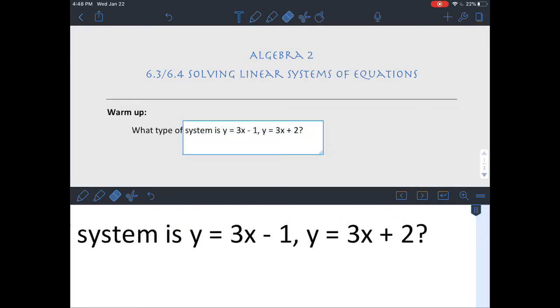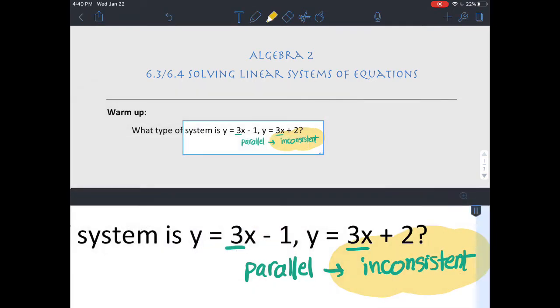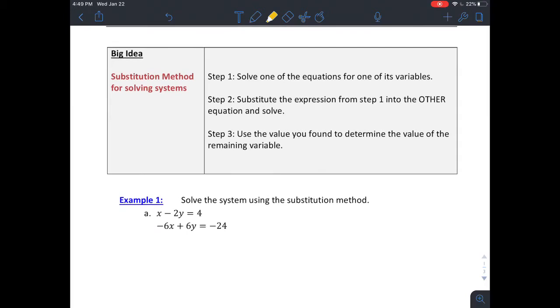Today we're going to look at some substitution elimination. So a quick little reminder, if you're looking at what kind of system of equations this is, since your slopes are parallel, then your lines are never going to intersect, so it's an inconsistent system. Instead of solving by graphing, solving with algebra is usually a little bit easier and more accurate.